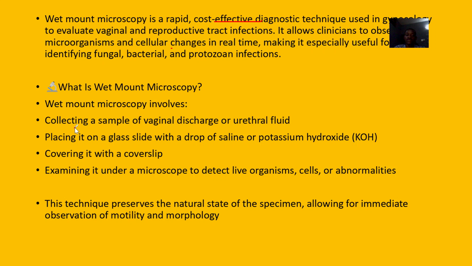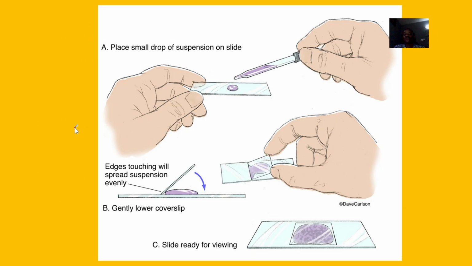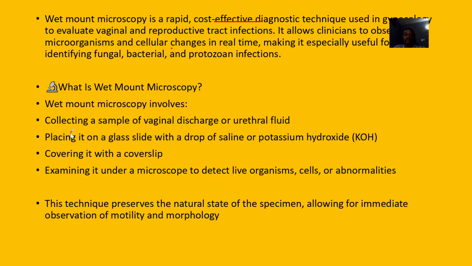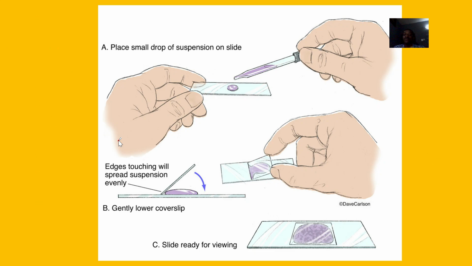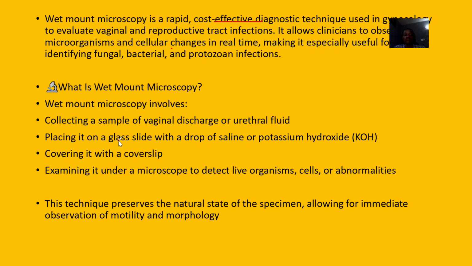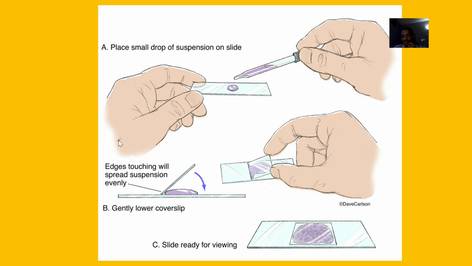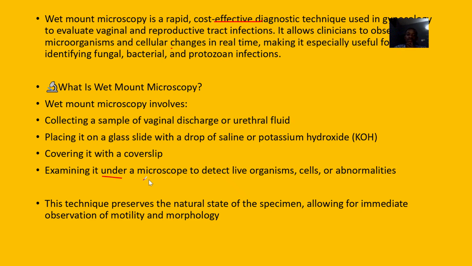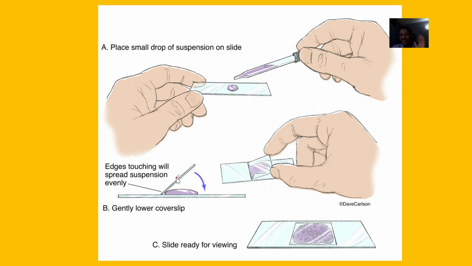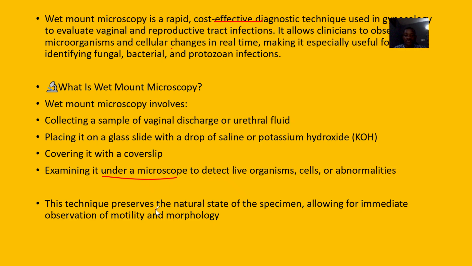So what is a wet mount? You are trying to collect a sample of a vaginal discharge. Then you place it on a glass with a drop of saline or potassium hydroxide. You cover it with a cover slip. You examine it under a microscope to detect live organisms, the cells, and any abnormalities that are coming up. So this technique preserves the natural state of the specimen. Do you understand? So it allows for immediate observation of motility and even morphology of the microorganism you are dealing with.